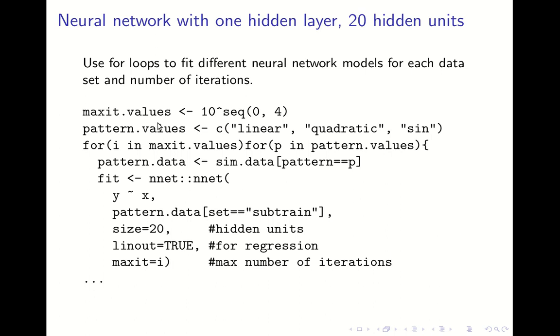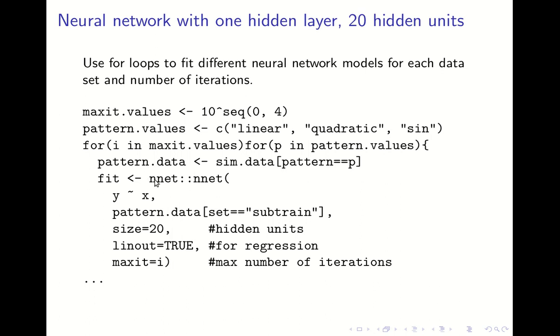And then we're going to also define these three different pattern values here. So here I have two for loops, one over all of those possible max iterations values, and another for loop over all of the possible pattern values. And so the idea here is that we're going to be doing subsetting first this sim data object to just consider the data of one particular pattern. So we call that the pattern data object here.